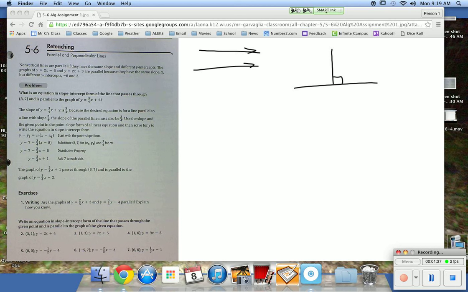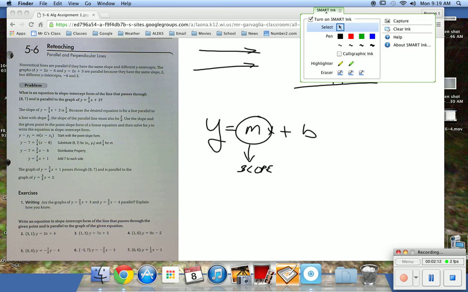Now, what we've done before is we've used this equation, y equals mx plus b. What kind of equation is that? Slope-intercept. And what is the slope? M. M is your slope. This is what we are going to focus on. When we're working on parallel and perpendicular lines, we focus on the M, the slope. Let's take a look at what I mean by that.